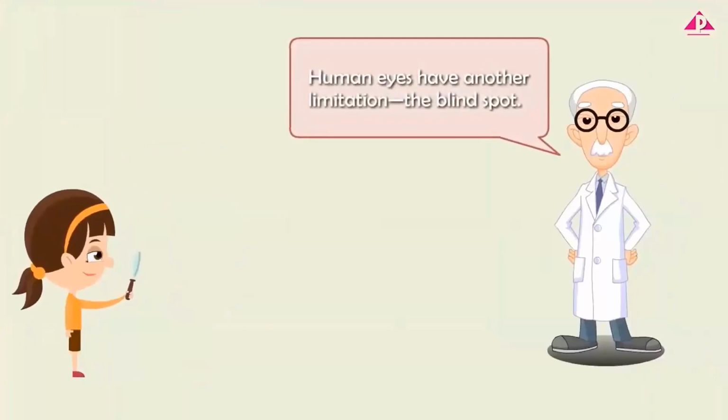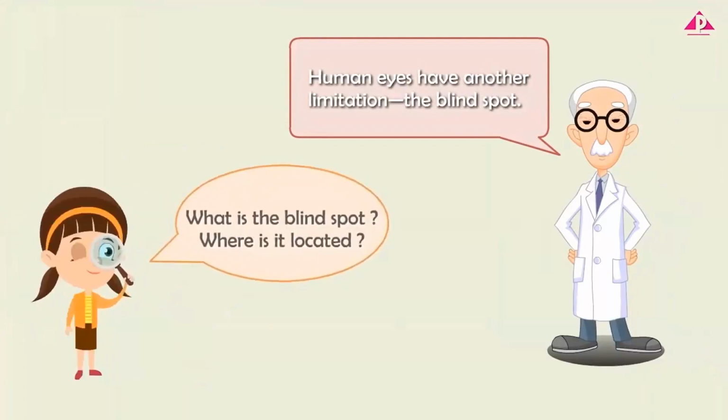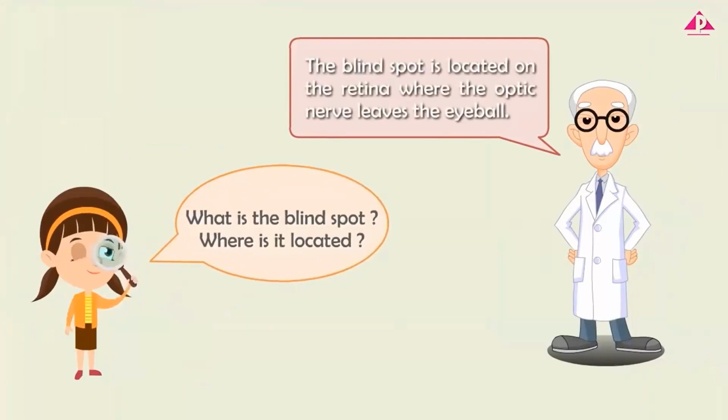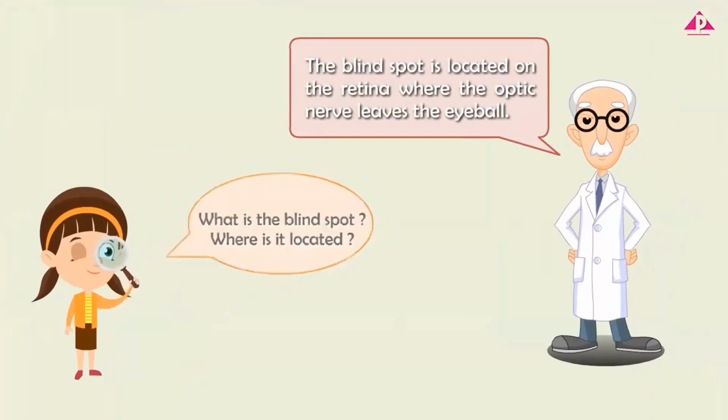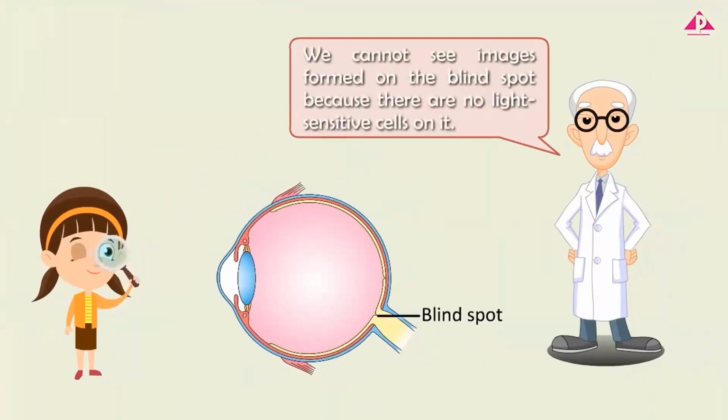Human eyes have another limitation, the blind spot. What is the blind spot? Where is it located? The blind spot is located on the retina where the optic nerve leaves the eyeball. We cannot see images formed on the blind spot because there are no light-sensitive cells on it.